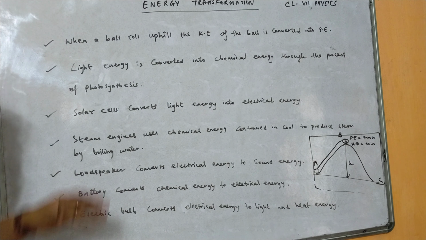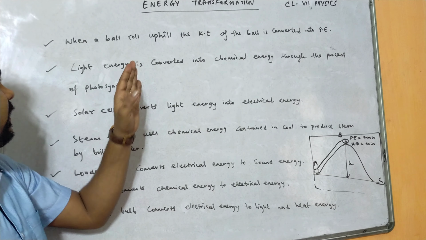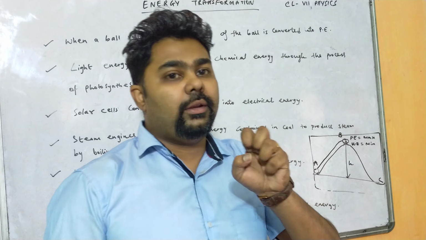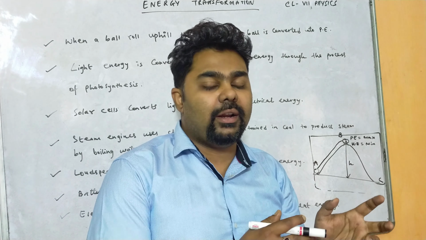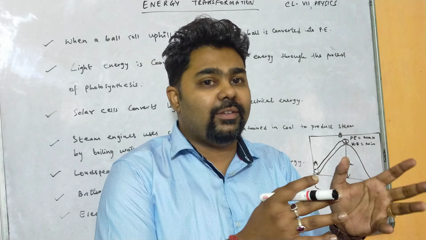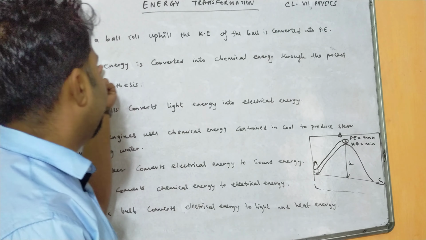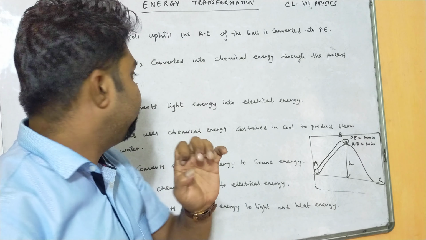Next we will see that light energy is converted into chemical energy through the process of photosynthesis. That means the plants prepare food, they trap sunlight, and that light energy is converted into glucose. That means light energy is converting into food, that is, into chemical energy. So light energy is getting converted to chemical energy by the process of photosynthesis.